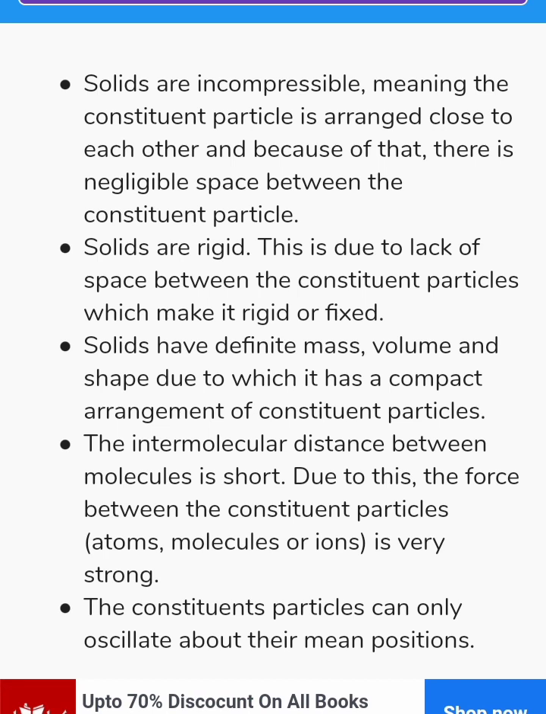The intermolecular distance between molecules is short. Due to this, the force between the constituent particles, atoms, molecules, or ions is very strong. The constituent particles can only oscillate about their mean positions.